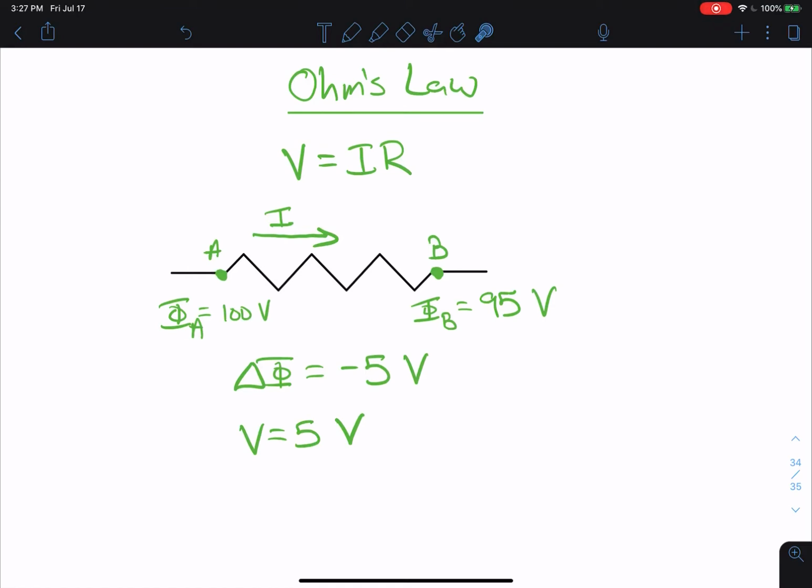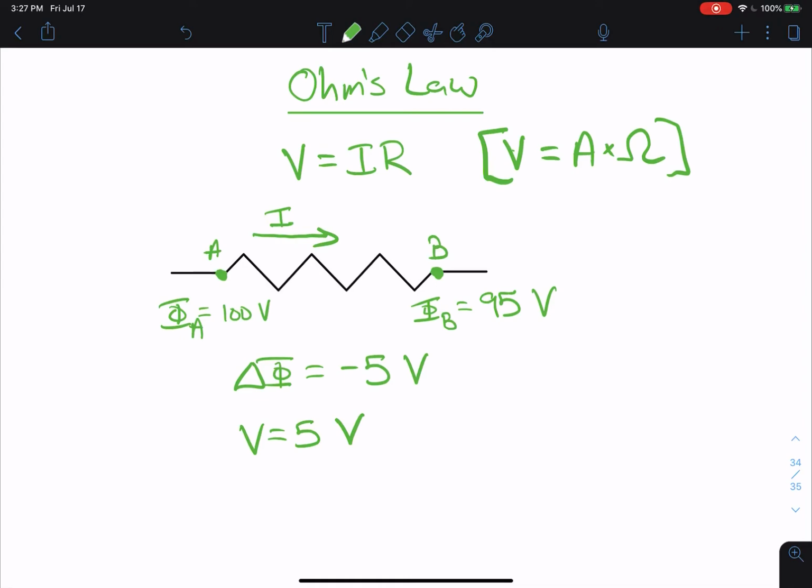Now let's talk a little bit about the units. Voltage is measured in volts, of course, and the current is measured in amps, and resistance is ohms. So an amp times an ohm is going to give us a volt.